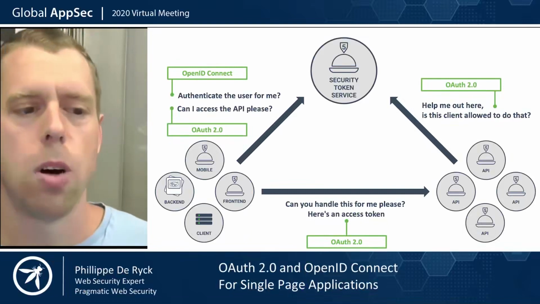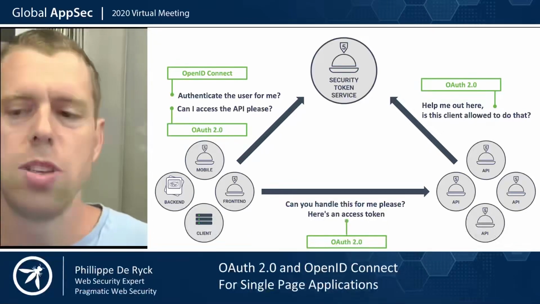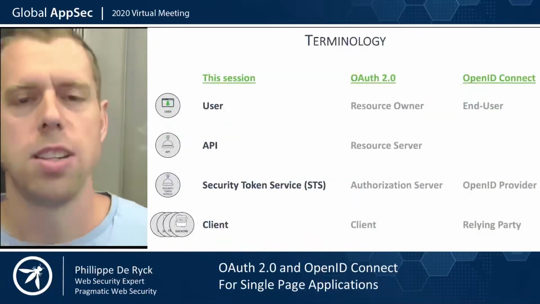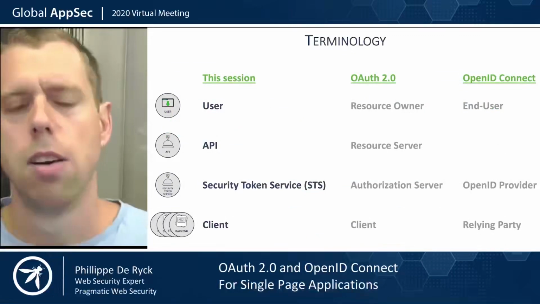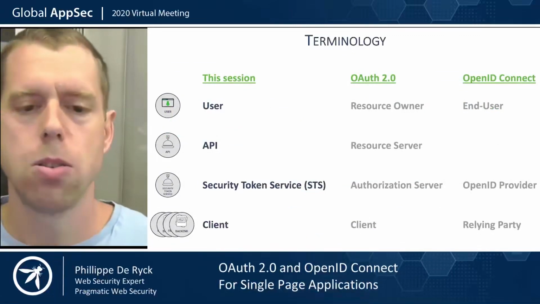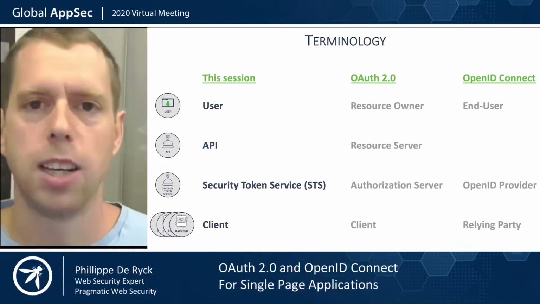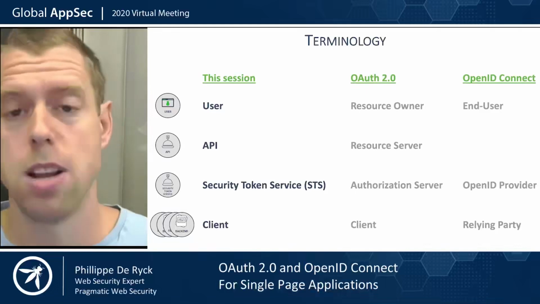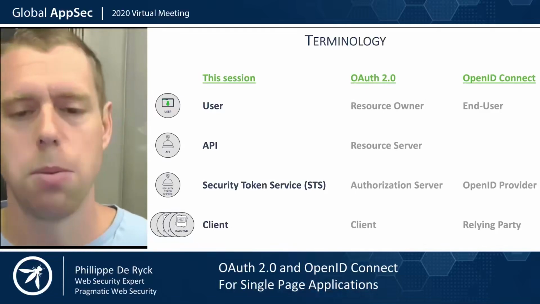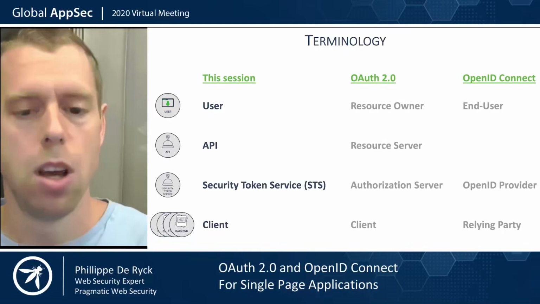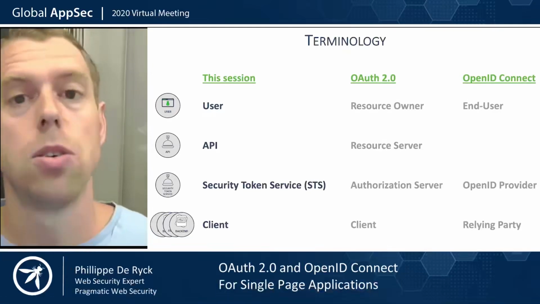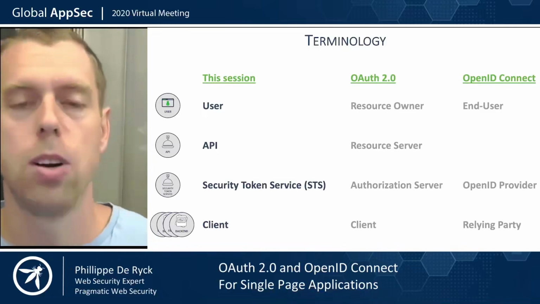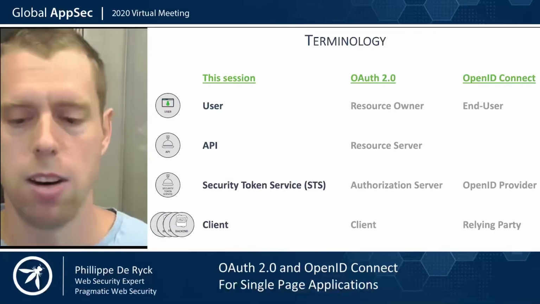If you're familiar with OAuth and OpenID Connect, you may have noticed that I'm using different terminology than you might read in the specifications. One of the reasons is that the terminology in the specs is often very broad because it allows various scenarios which are not relevant for single-page applications contacting APIs. The second thing is that OAuth uses different terminology than OpenID Connect, and swapping between both is going to be a nightmare to follow along. That's why I'm using users, APIs, clients, and a security token service in this session. On the right, you can see what that translates to in the OAuth specs or in the OpenID Connect specs, in case you want to go there and read them.